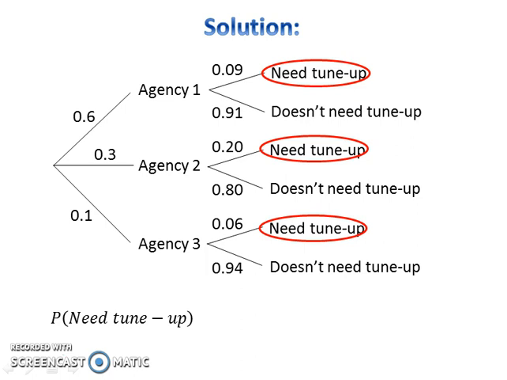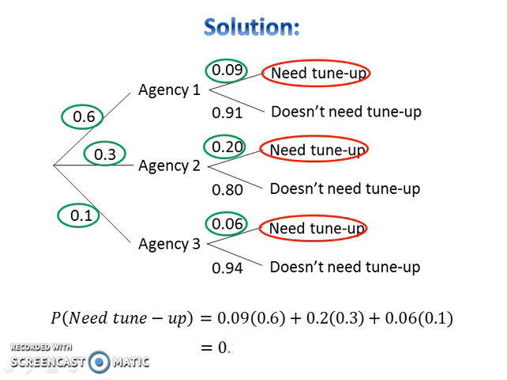Meaning that we need to take this probability times this probability, add to this probability times this probability, and add to this probability times this probability. Then we get the probability of needing a tune-up.